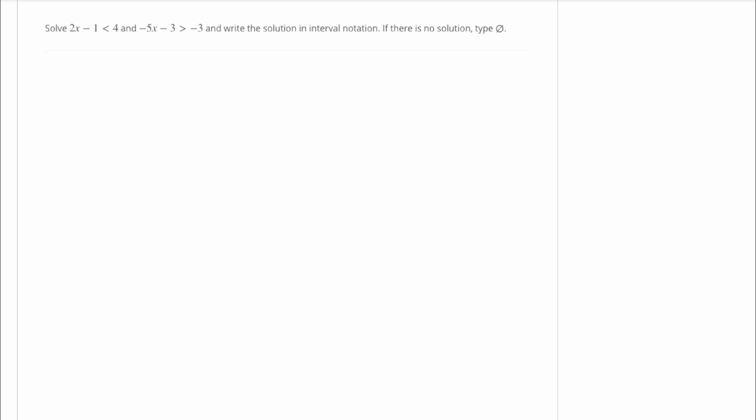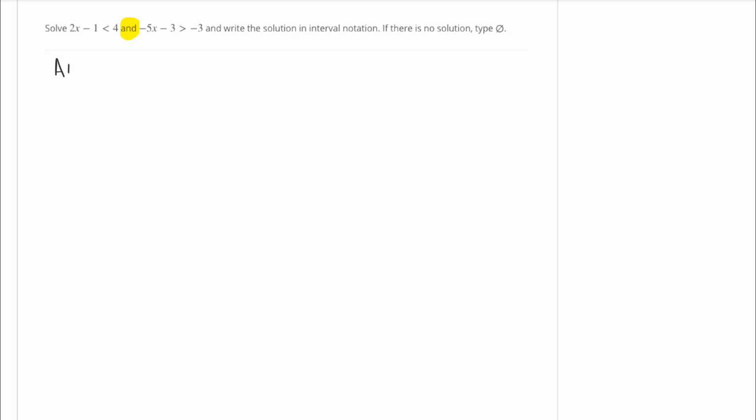For the next problem, it says solve 2x minus 1 less than 4 and -5x minus 3 greater than -3, and write the solution in interval notation. If there is no solution, type a circle with a line through it. So here, before we go any further, I want to make sure that you understand the importance and the significance of that word here, which is "and", okay?